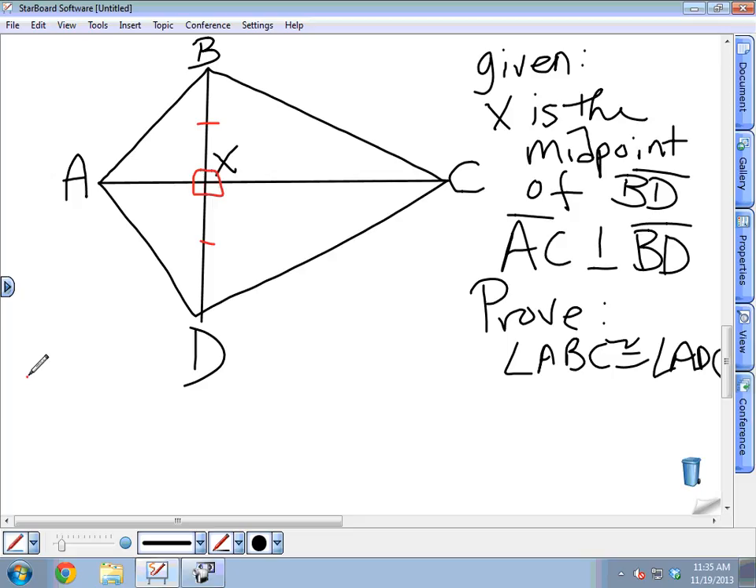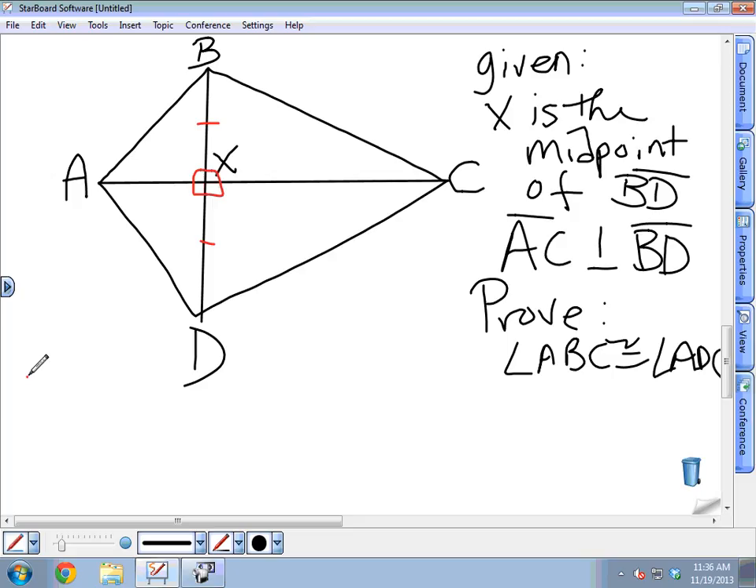So in order to prove those are congruent, what do you think I'm going to have to prove? Which triangles? The two big ones, ABC and ADC, right? Okay, because then through CPCTC, we have the congruent angles. Good. In order to prove these triangles are congruent, I'm not going to be able to do that directly, so I'm going to have to do some other things. What do I have that would be similar on both of those triangles that would be reflexive?